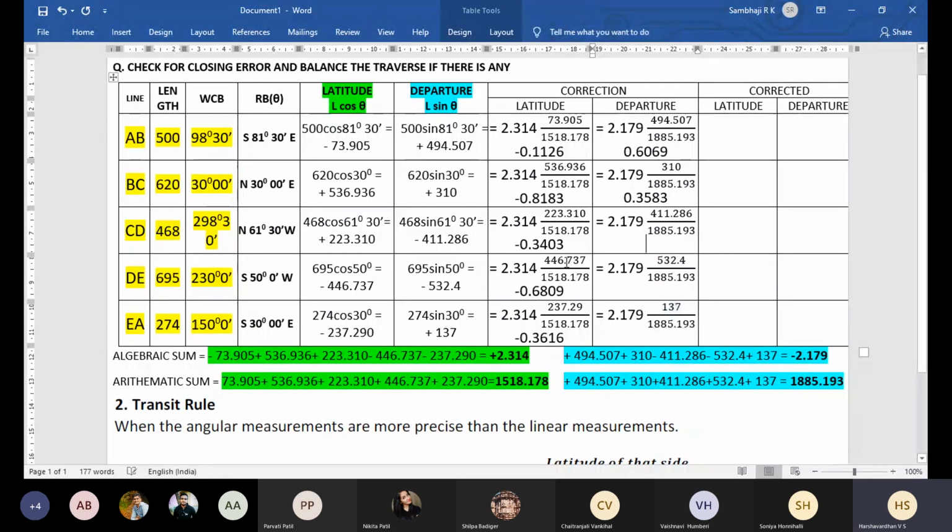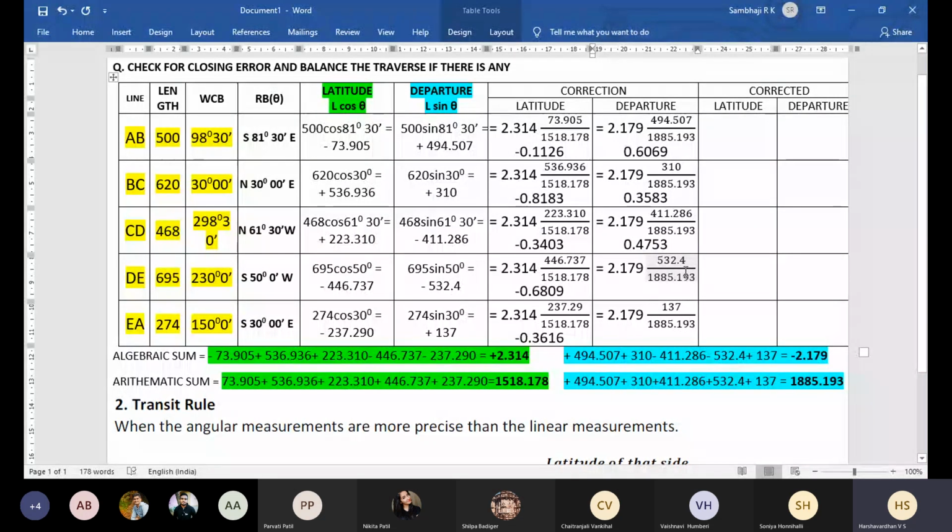Next line, that is CD. Total error in departure 2.179. Departure of CD is 411.286. The answer is 0.4753, sir. Okay.